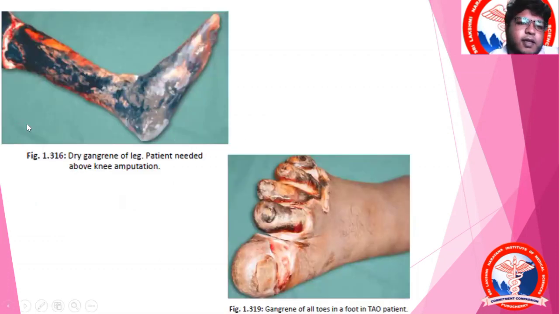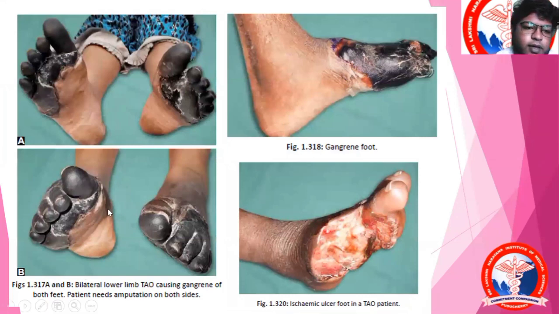Here you can see dry gangrene of the leg. The patient needs to have an above-knee amputation. Here you can see gangrene of all the toes of the foot of the TAO patient. In this picture, you can see bilateral TAO causing gangrene of both feet. The patient has to have amputation on both sides. Here also you can see gangrene of the foot. And this is an ischemic ulcer of the foot in a TAO patient.